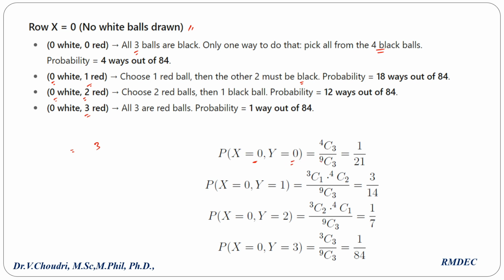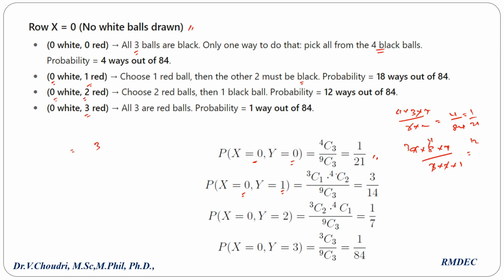See, 0 white, 0 red. So the total number of ways is 9C3. From the 4 black balls we can take 3 black balls, so 4C3, which is 4 into 3 into 2 divided by 3 into 2, so the answer is 4. And 9C3 is 9 into 8 into 7 divided by 3 into 2 into 1, which is 84. So 4 by 84, the answer is 1 by 21.